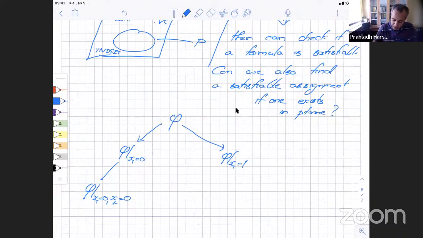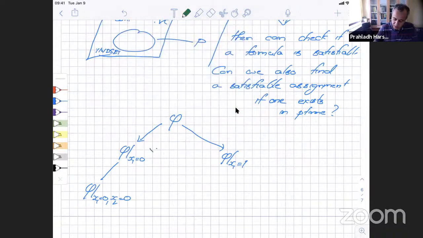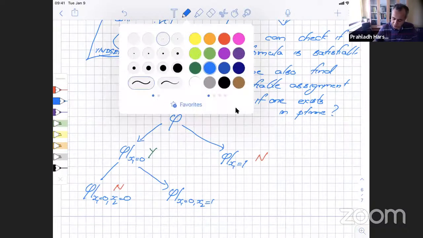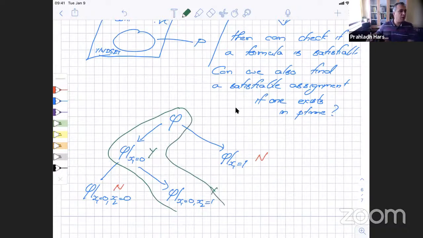Possibly the algorithm returned yes over here and no over here. Here it returns no, that is, it's not satisfiable. So you can come back and try this one. You know that x1 equals 0, x2 equals 1 has to be satisfiable. So you sort of walk along this tree, you just keep walking along this tree.